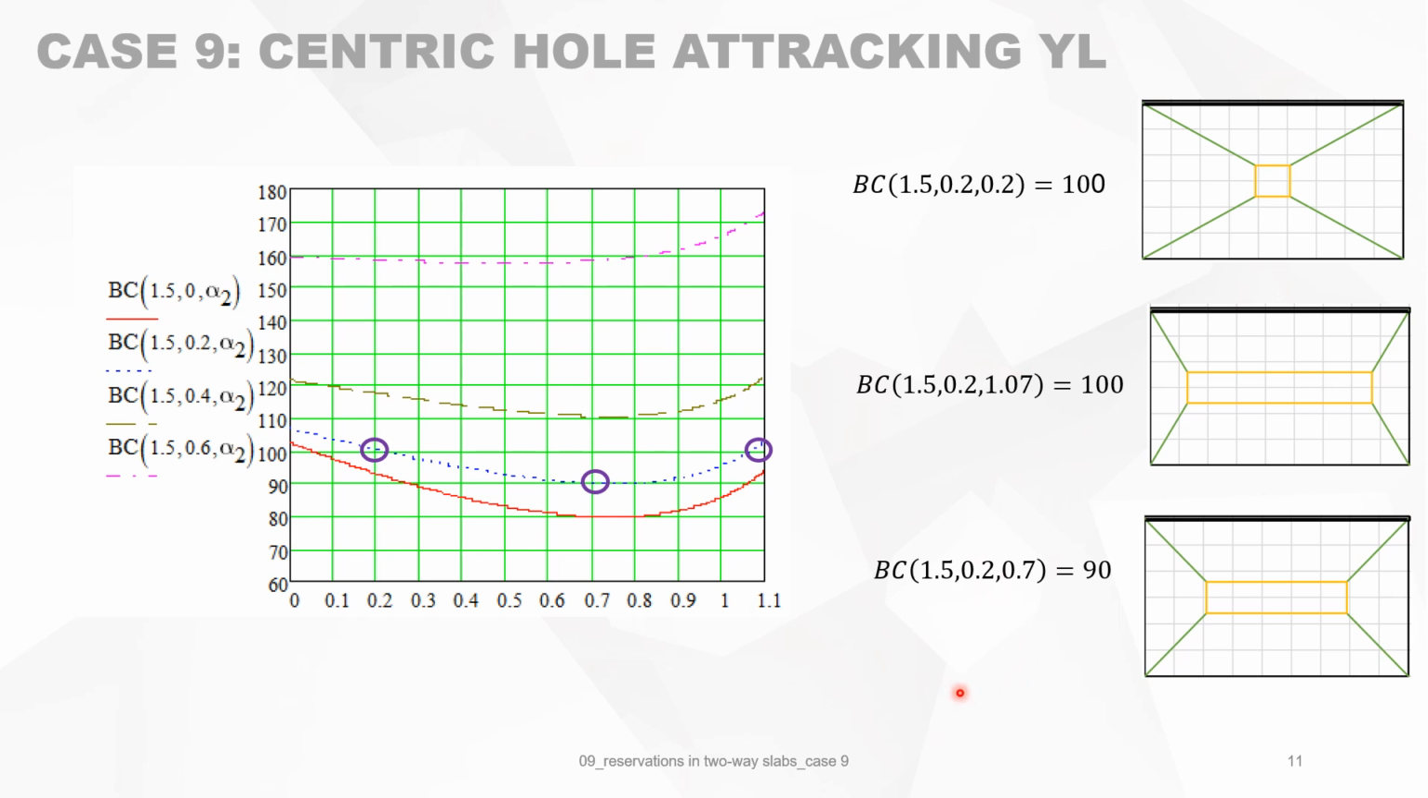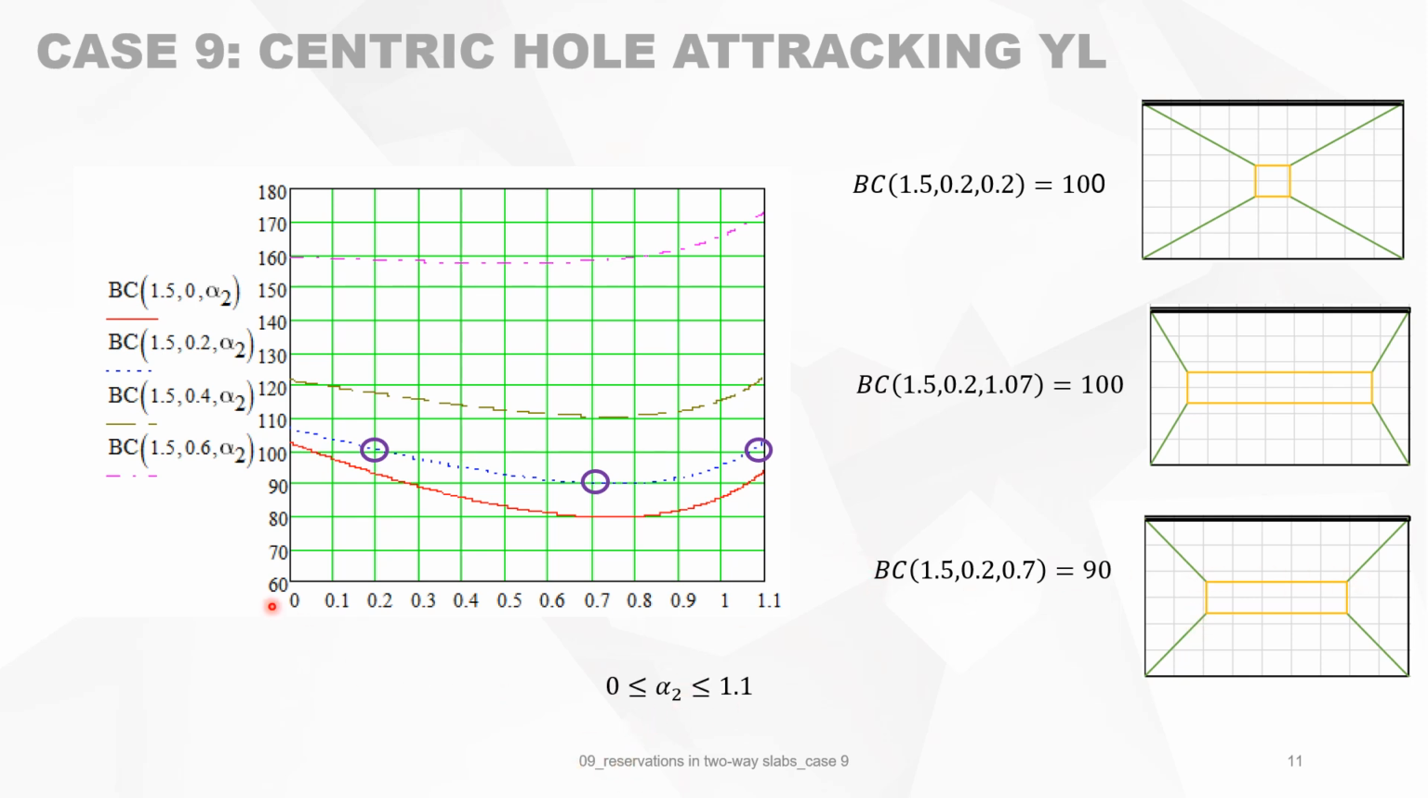Then we can look at the third point where the bearing capacity has a minimum, so you lose 10%. So this type of hole gives you 10%. So if you make a hole, do not use this one, but use this or this, not this one.